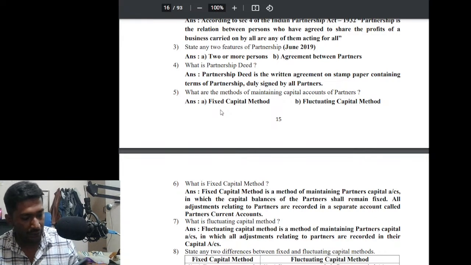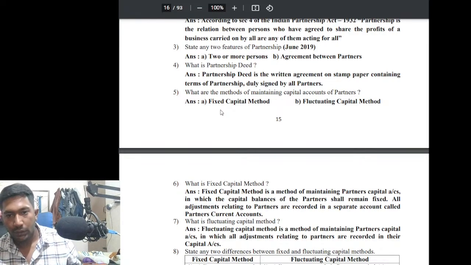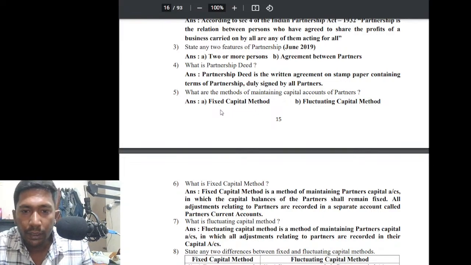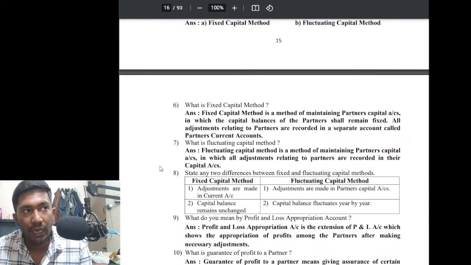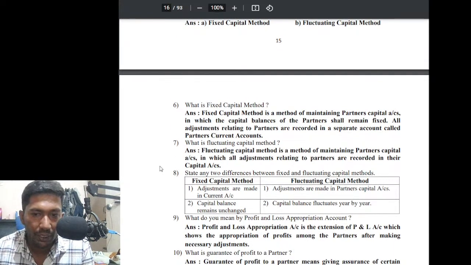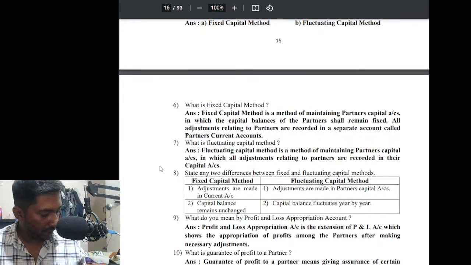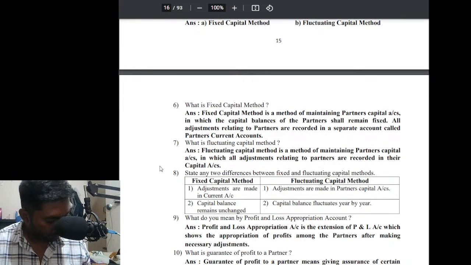Then next we have is, they have given what are the methods of maintaining capital accounts of a partner. So we can maintain a partner's capital account in fixed and fluctuating capital. Then, what do you mean by fixed capital method and what do you mean by fluctuating capital method? Under the fixed capital method, the capital will not fluctuate. Okay. And then next we have is the fluctuating capital method.